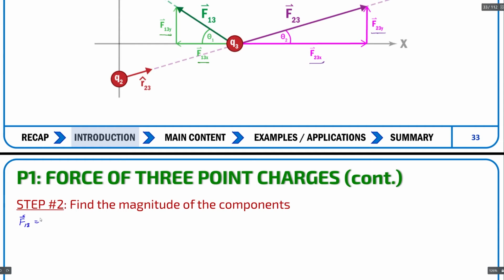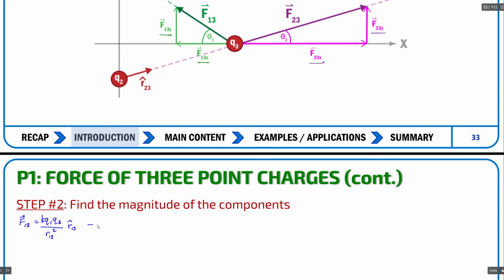We know that F13 is equal to K Q1 Q3 divided by, now we have to have some sort of distance between Q1 and Q3, and we labeled that as R13 squared, and then the unit vector is R13 because that's the direction it's in. Now we have to break this apart into its x and y components.